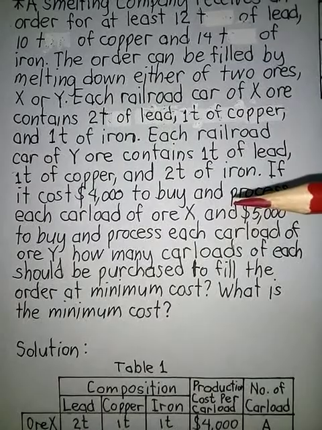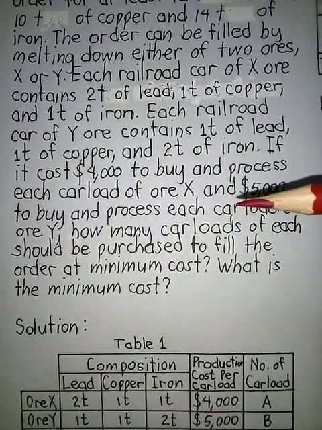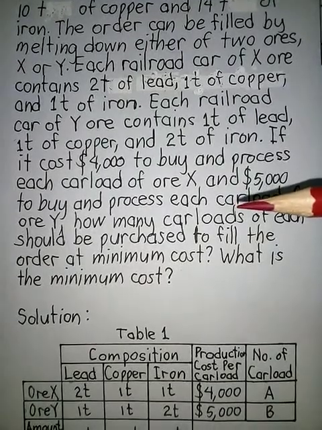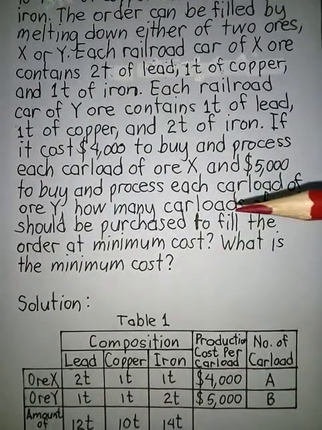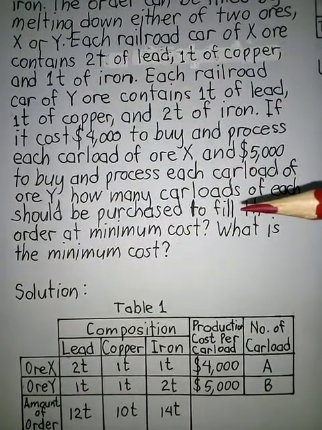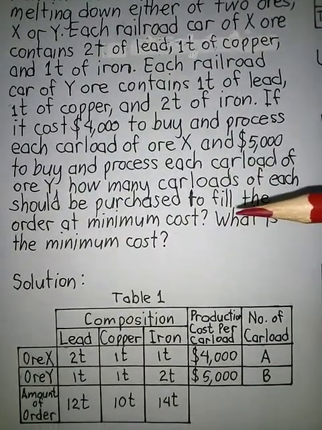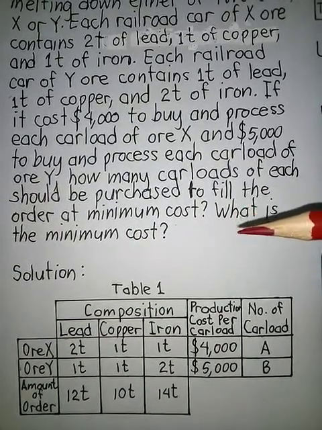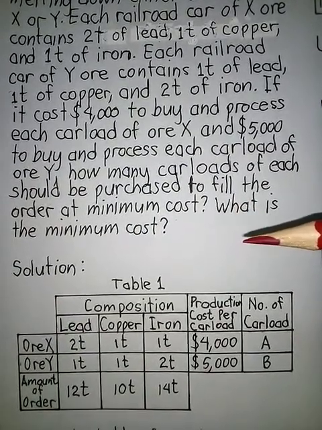Each railroad car of Y ore contains 1 T of lead, 1 T of copper, and 2 T of iron. If it costs $4,000 to buy and process each carload of ore X and $5,000 to buy and process each carload of ore Y, how many carloads of each should be purchased to fill the order at minimum cost? What is the minimum cost?